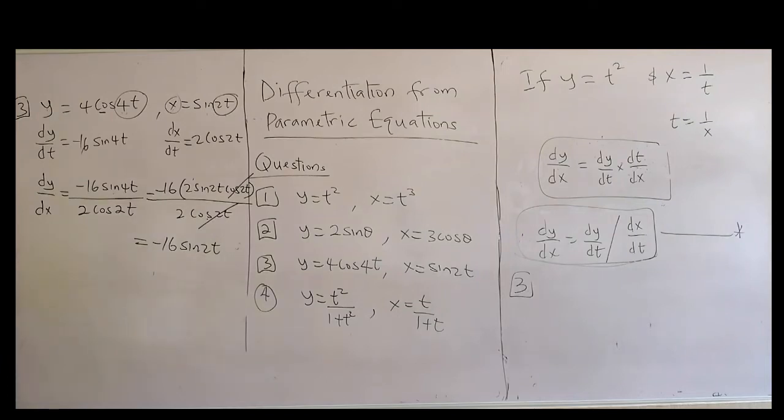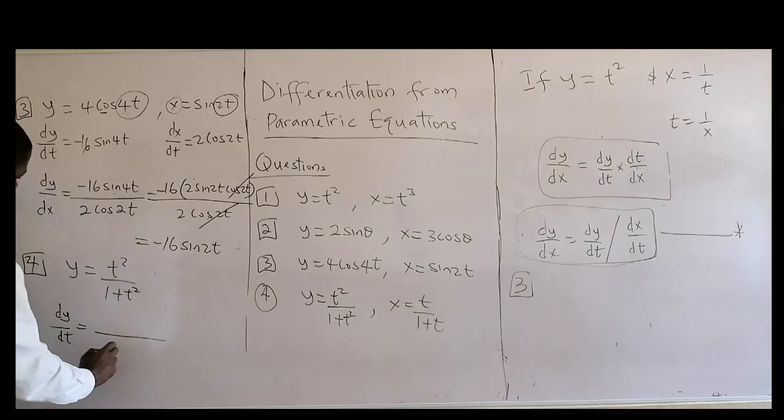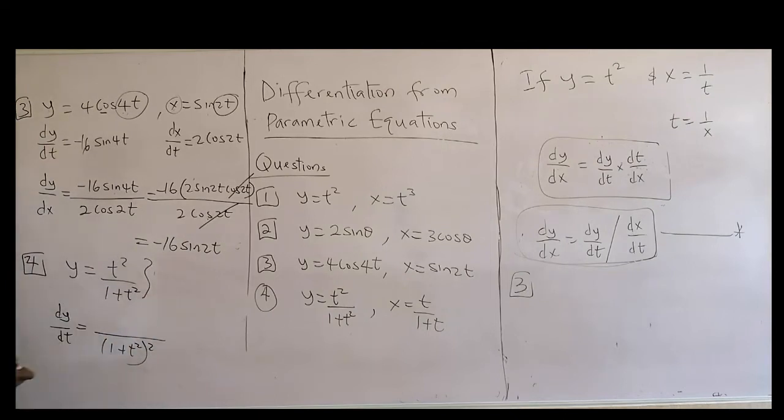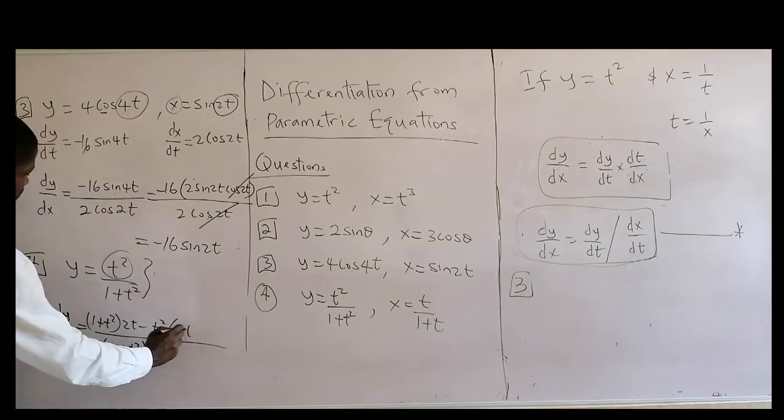Then the second one, let's go to number 4, then we'll come back to number 2. Number 4, y equals t squared over 1 plus t. So we can get the dy/dt, which is equal to what? This is the quotient rule. This is the first fraction. Then we use the quotient rule. So v squared, (1 plus t) squared, times the derivative of the numerator, that's 2t, then minus u, the numerator, times the derivative of this, that's 2t.